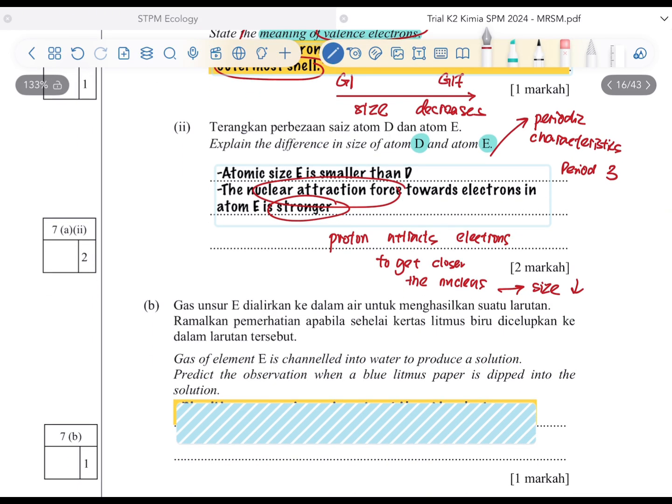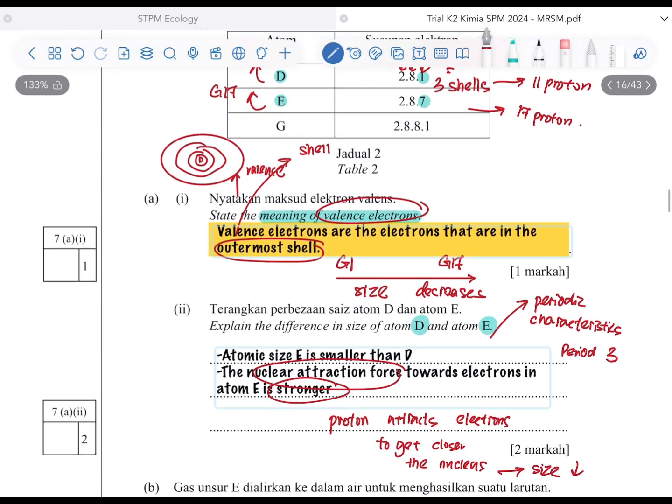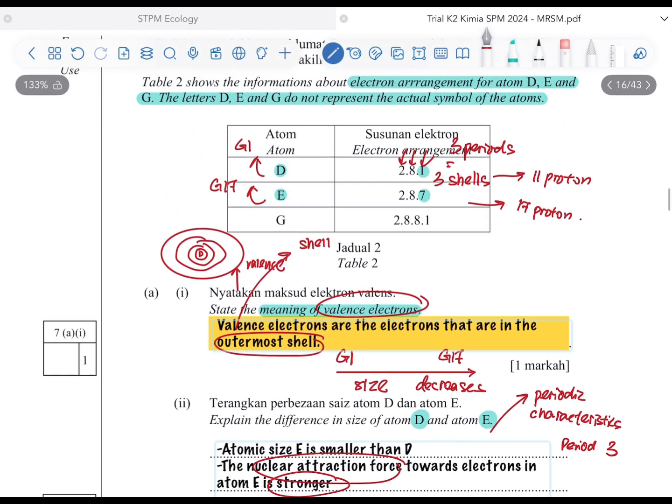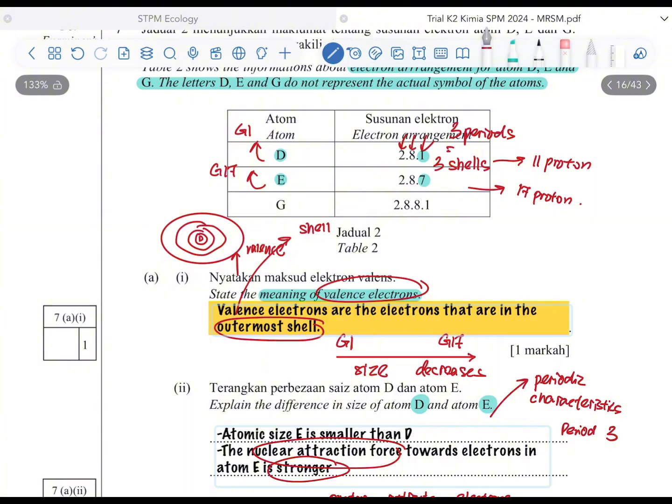Okay. The gas of element E is channeled into water to produce a solution. Predict the observation when a blue litmus paper is dipped into the solution. So what is E? Just now I analyzed that atom E probably comes from group 17, the halogen group. Halogens include fluorine, chlorine, bromine, iodine. It will form an acidic solution when it dissolves in water.